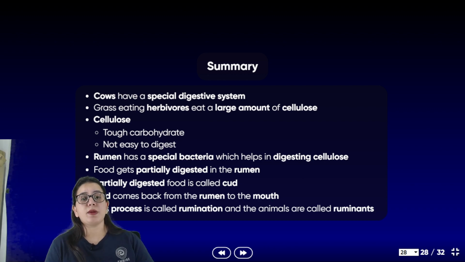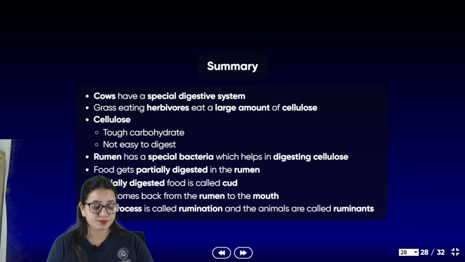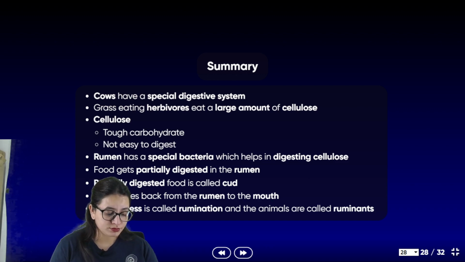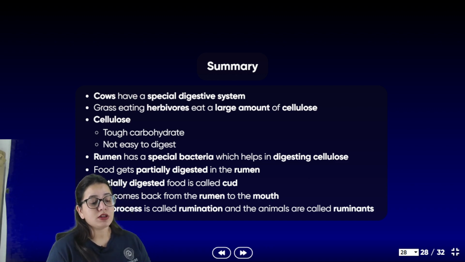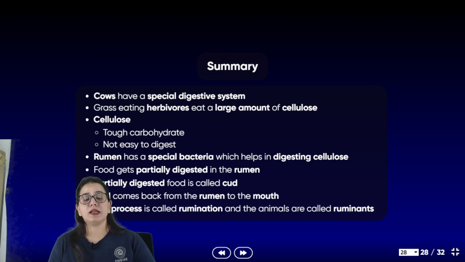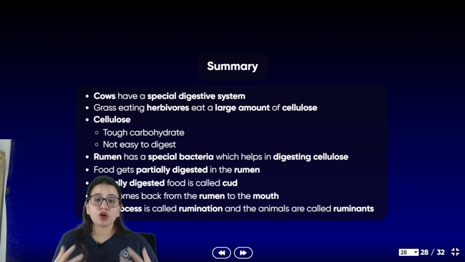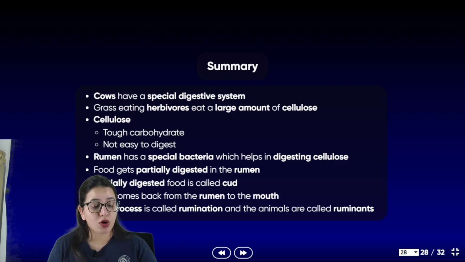Yes, the food gets partially digested in the rumen. The partially digested food is basically present in the rumen. Partially digested food is called cud. The cud comes back from the rumen to the mouth, and this process is called rumination, and all the animals which follow such a digestive system are called ruminants.